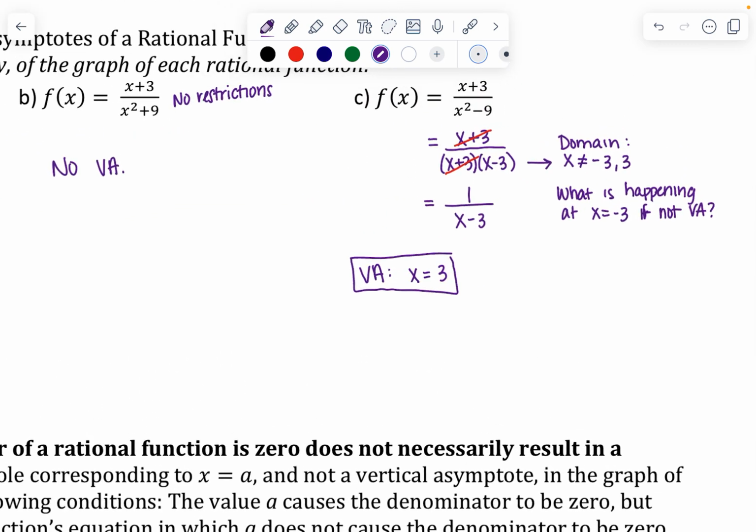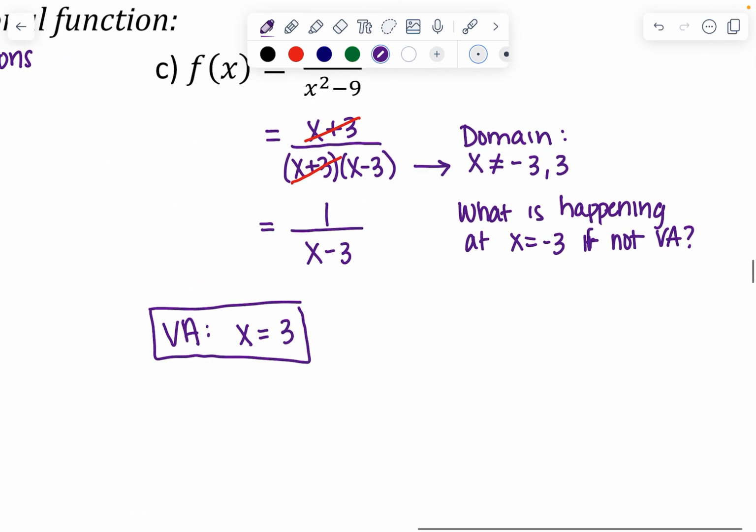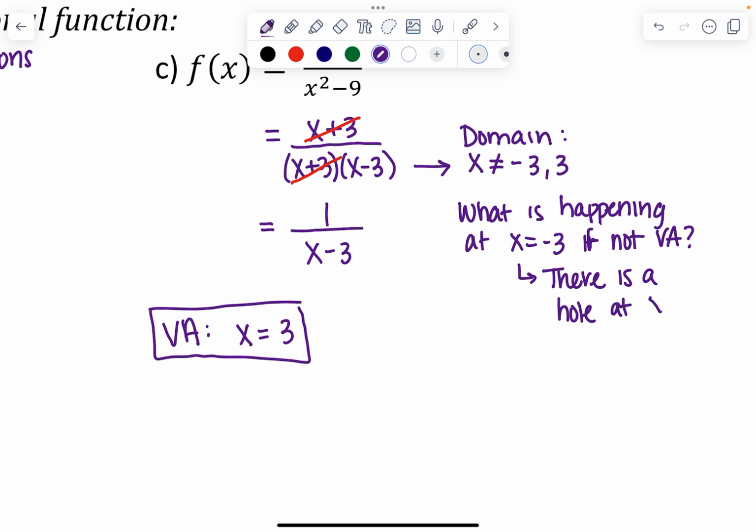So our domain says that x cannot equal -3 and 3. We know we have a vertical asymptote at x equals 3. So then what's happening at x equals -3? And the answer to that question is there is a hole at x equals -3. So on your homework, it's going to give you multiple choice options of which you can choose: there are no vertical asymptotes, there are no vertical asymptotes but a hole, there are vertical asymptotes and a hole. So make sure you read all the different options, but this example is going to help you the most.